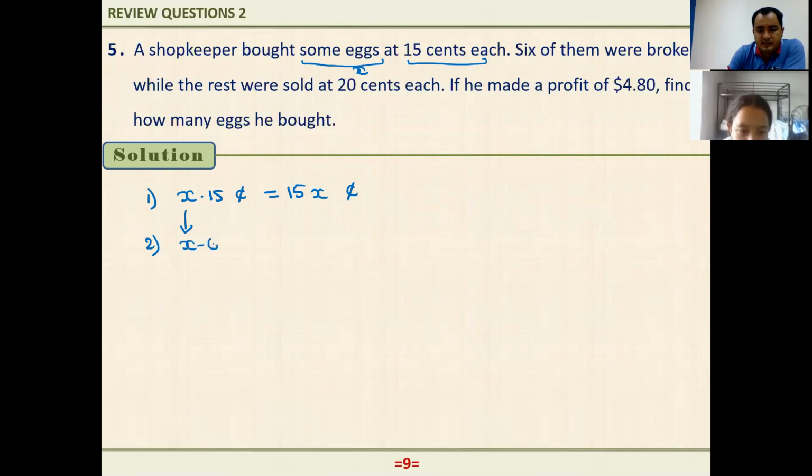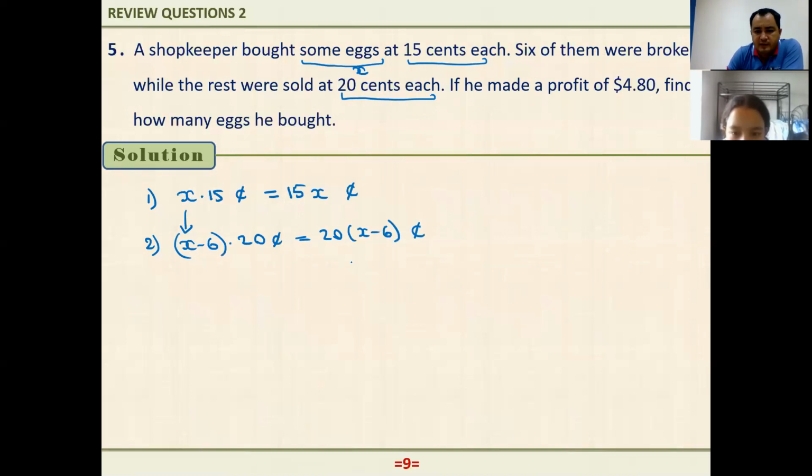X minus 6, right? Oh, yeah. Because here we have x. We are doing egg business. While on the way, for some reason, 6 of them were broken. Now we have x minus 6. And it says that she sold 20 cents each. So one egg we sold for 20 cents. Now if you simplify this, what do we have here? 20(x minus 6) cents.